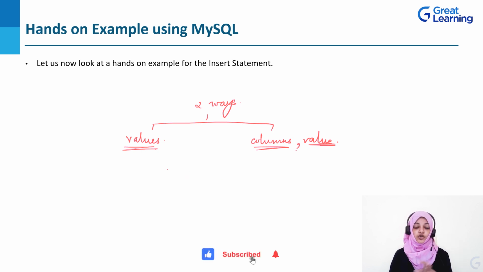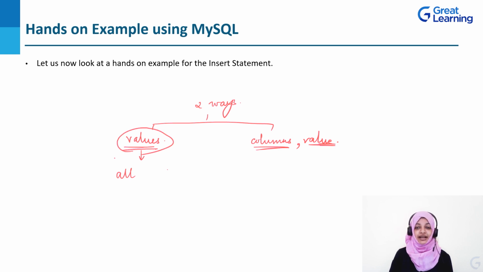Now, where are these two types used? We'll utilize the values if we want to insert all of the values of any given table. This means that if we want to insert values into each and every attribute or column of the table, then we can use only the values. On the other hand, if we want to insert specific column values, then we can give the specified column names with their corresponding values to our table. Let's look at a quick example of this.